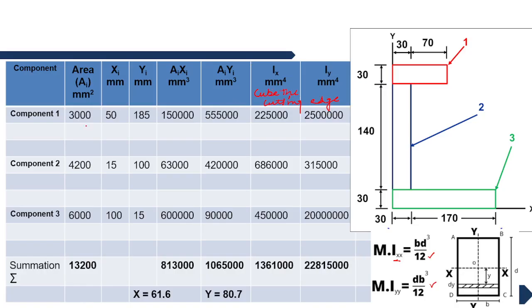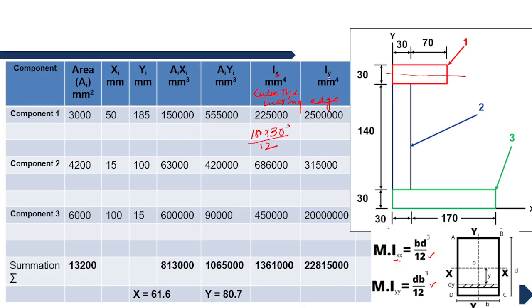So we have component 1. We need to find the moment of inertia about the x-axis of this component. Let us suppose the x-axis is like this, so this axis is cutting this edge, which is 30. So we'll cube 30, and the other side is 100, divided by 12. Okay, so we'll get this.